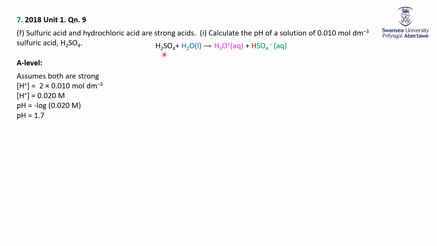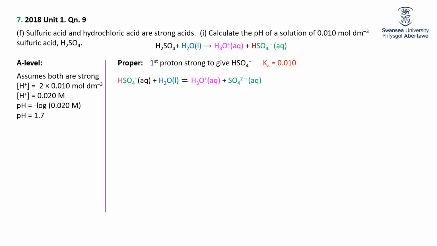Certainly the first proton in sulfuric acid is strong. So you get sulfuric acid, H2SO4, plus water, giving you H3O+ and HSO4-. HSO4- is an acid, but it is a weak acid. So the HSO4- doesn't have a huge, big Ka. It's got a Ka of 0.01. Now, it's not disgustingly small, but it's still not a strong acid.